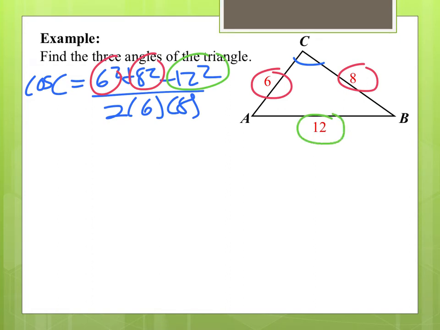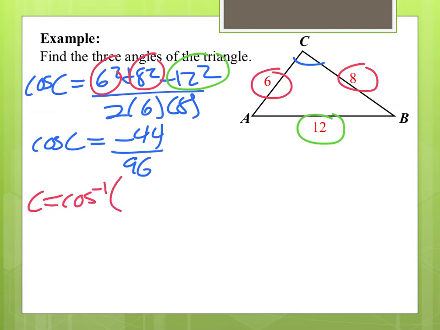Okay, so when I go ahead and condense my fraction, I'm going to get that the cosine of C is equal to negative 44 over 96. And don't forget that I have to take the cosine inverse of that, which means C will equal the cosine inverse of that fraction, which is approximately 117.3 degrees.